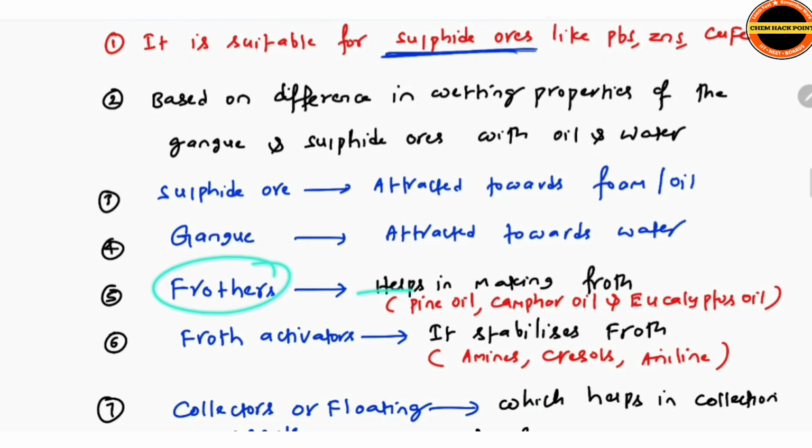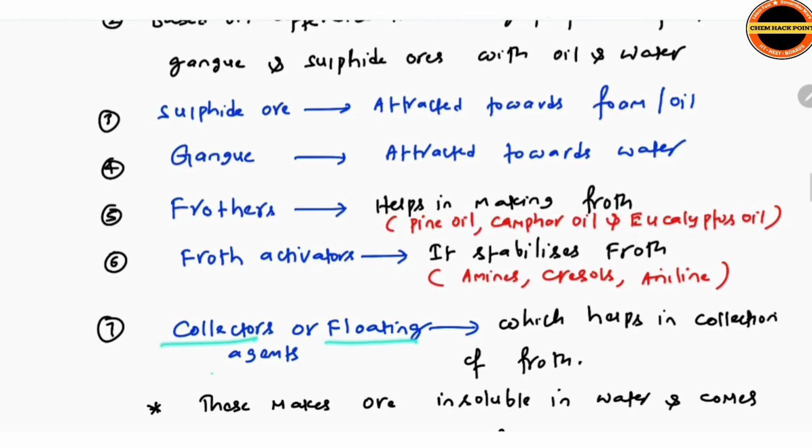Frothers help in making froth, like pine oil, camphor oil, and eucalyptus oil, mainly used to generate foam or froth, like a soap solution generates foam. Froth stabilizers help stabilize the froth to maintain it. Amines, cresols, and aniline are added so that the froth remains for a longer time. Collectors are floating agents, which help in collection of froth.